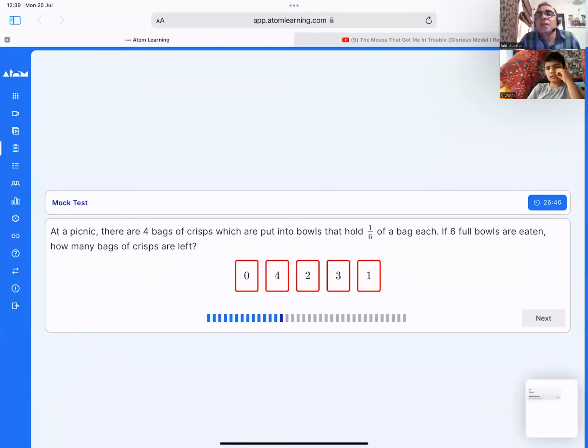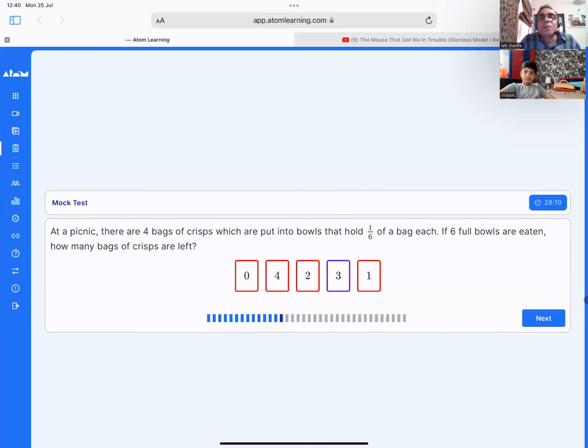Okay, you're already working on this mock test, right? Yeah. Fine. So let's read the question. Can you read the question for me? At a picnic, there are 4 bags of chips. They are put into bowls that hold 1/6 of a bag each. 6 full bowls were eaten. How many bags of crisps are left?